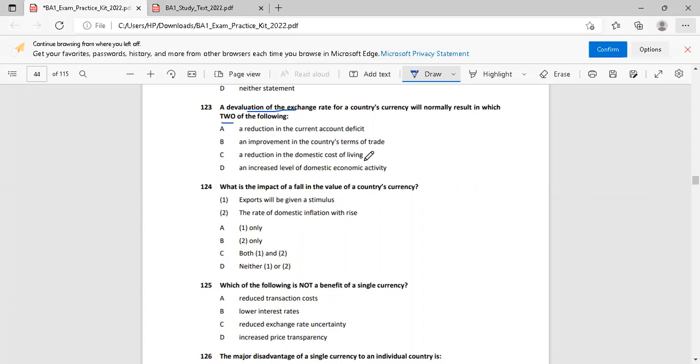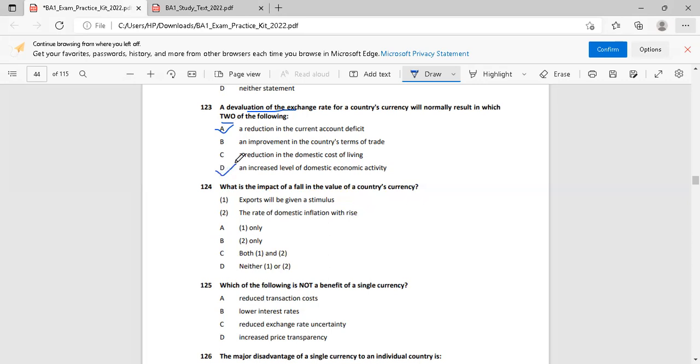Fourth, so that can be taken as the fourth one, an increased level of domestic economic activity, because the foreign reserves are good. In the long run, we can see that there will be an increase in the domestic economic activity. When the currency is devalued, it is weakened. So, the investment would be moving towards productive activity. So, there would be more of a domestic economic activity. So, on that note, we go with A and D.